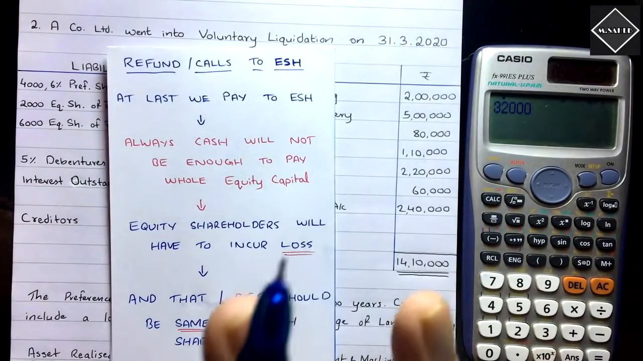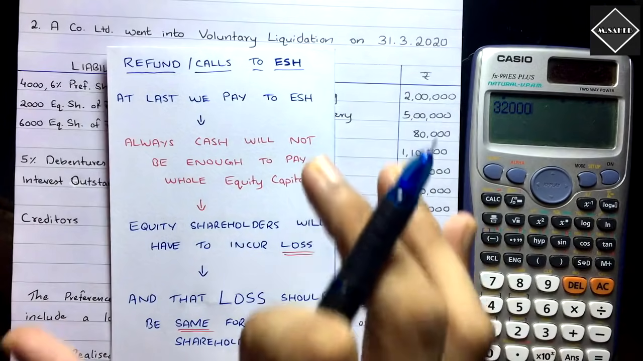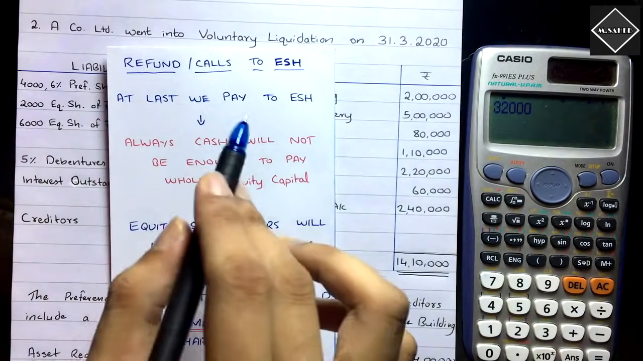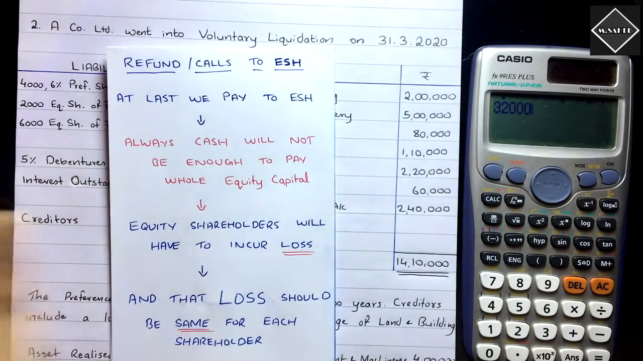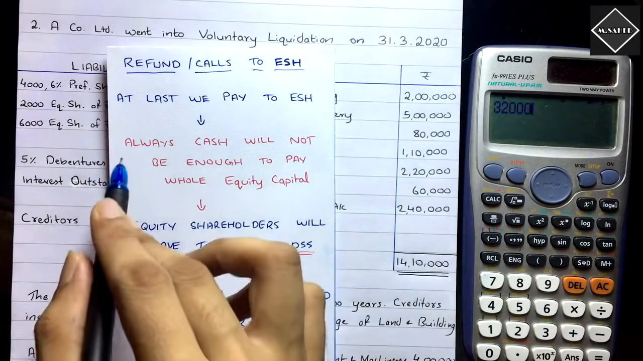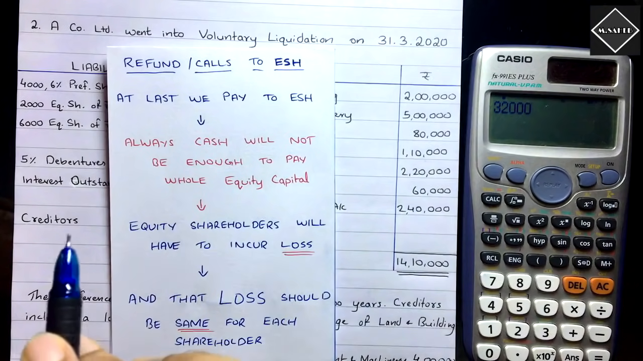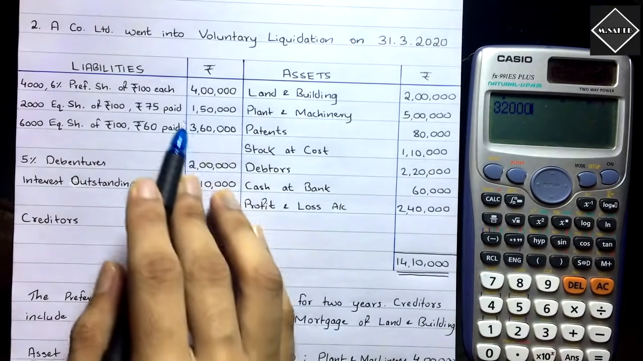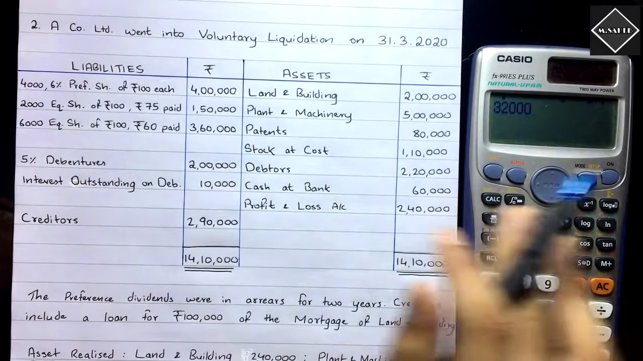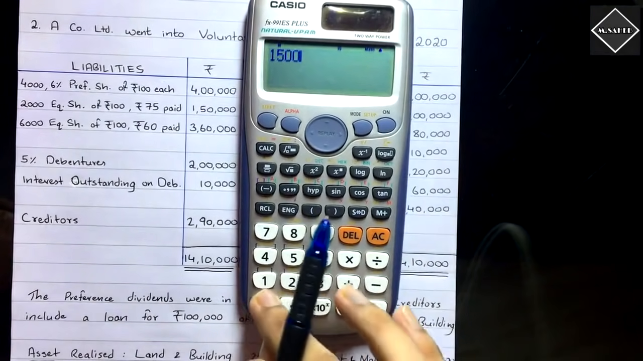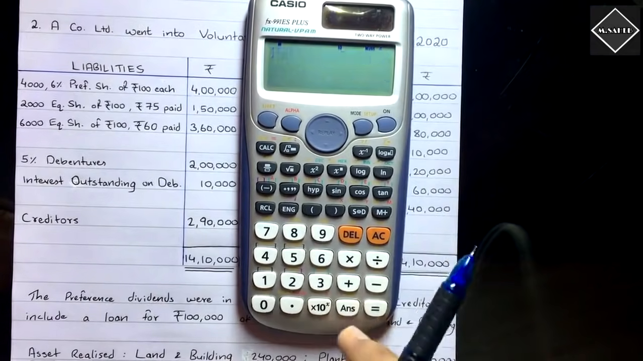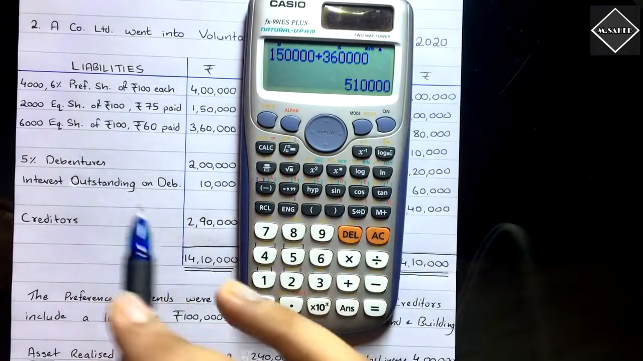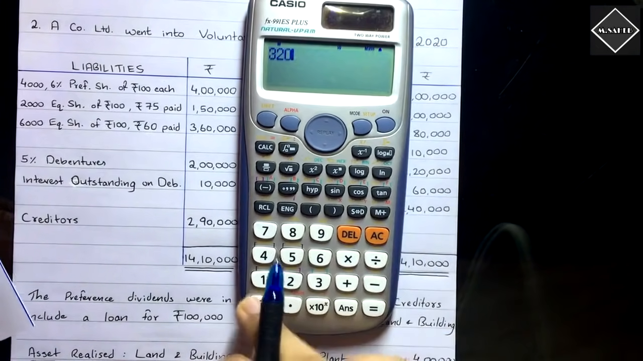See here, in a liquidation of a company, what happens? At last, if any amount is left, if any cash is left, we pay that to the equity shareholders, isn't it? Yes. But you have to understand that cash will not always be enough to pay the whole equity capital. We cannot pay the whole equity capital. Why? Because these equity shareholders gave the company how much? The capital 1,50,000 and 3,60,000. So in total 5,10,000. But do we have enough money to pay that entire amount back to the equity shareholders? No, we are only left with 32,000.